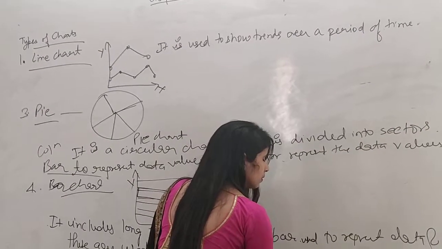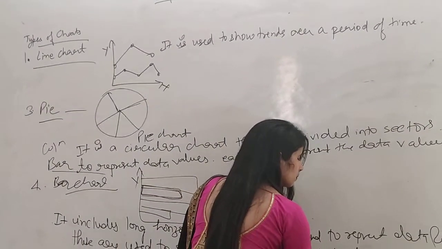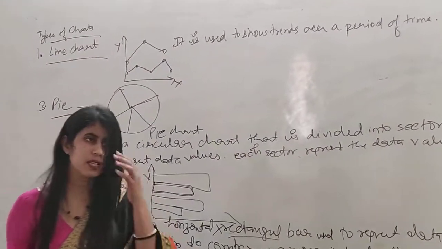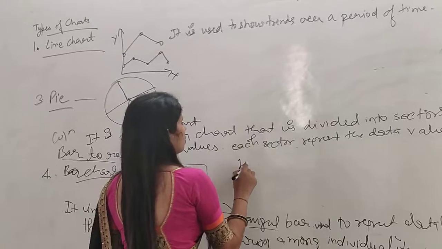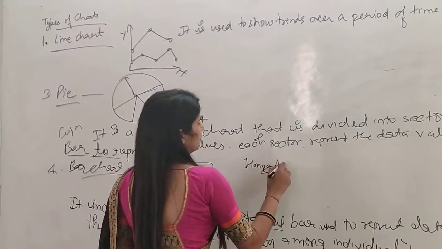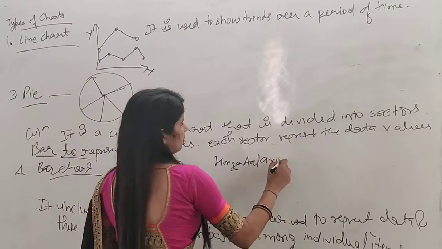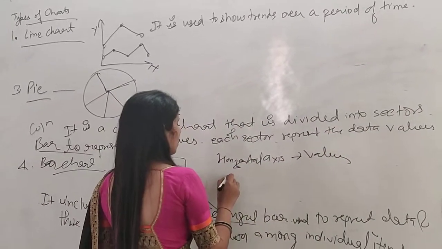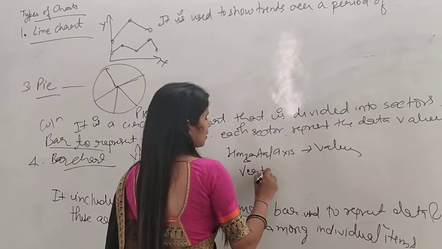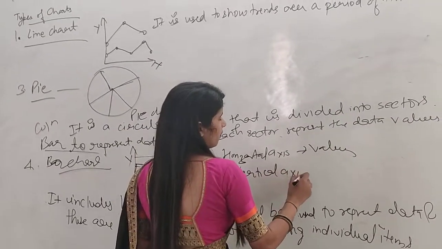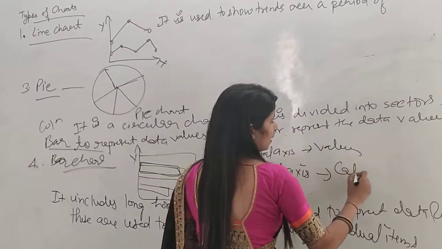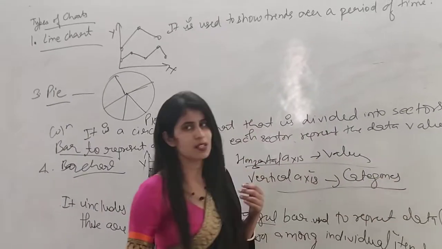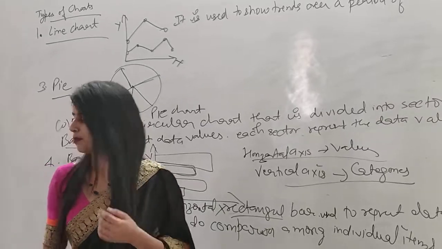and these are the individual items. And what was the difference? Here on the horizontal axis we are representing the values, and here on the vertical axis we are representing the categories. This is just opposite to the column chart.